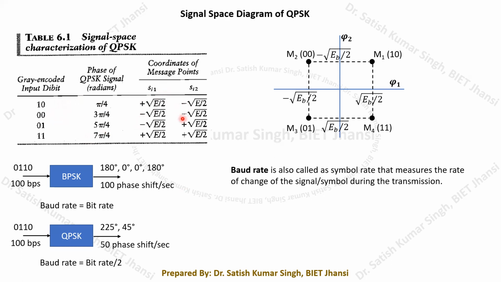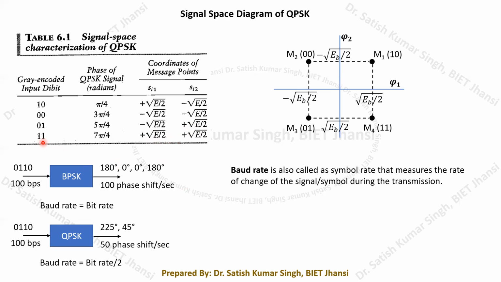Whenever it is negative, this corresponds to the two dibits being equal to 0 0, because this sign is coming out as negative. Similarly, when this is negative and positive, it represents 0 1. When it is positive, it represents 1 1. This way we are going to get a gray encoded input dibit.